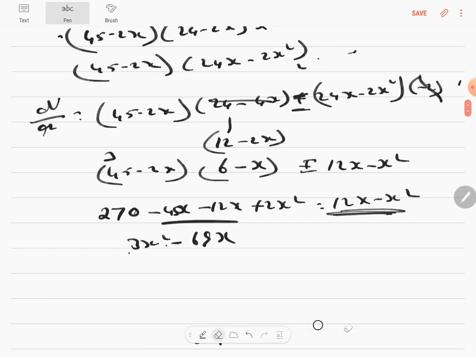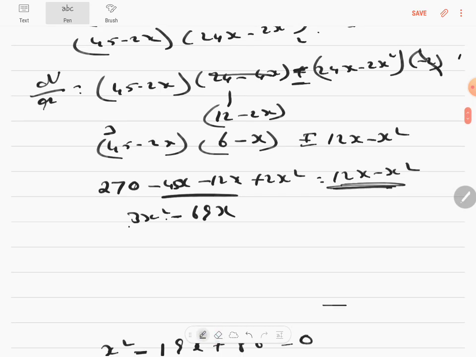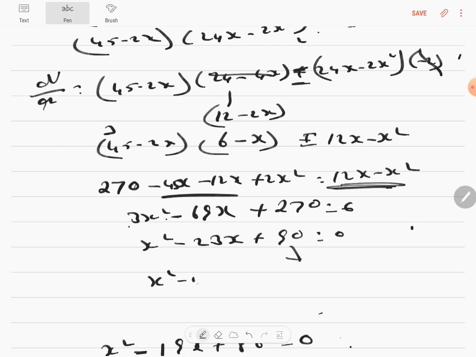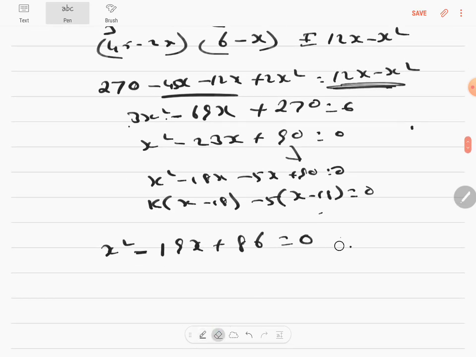So then let's continue. Plus 270. Now it's sorted. x square minus 3 2s are 3 3s are 9 plus 9 3s are 90 is 18 5s are. x square minus 18x minus 5x plus 90 is equal to 0. x into x minus 18 minus 5 into x minus 18 is equal to 0. Therefore x is equal to 5 or x is equal to 18.